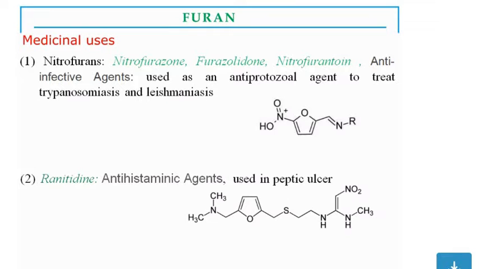Ranitidine, an antihistaminic agent used in peptic ulcer. You can see it contains a furan ring.